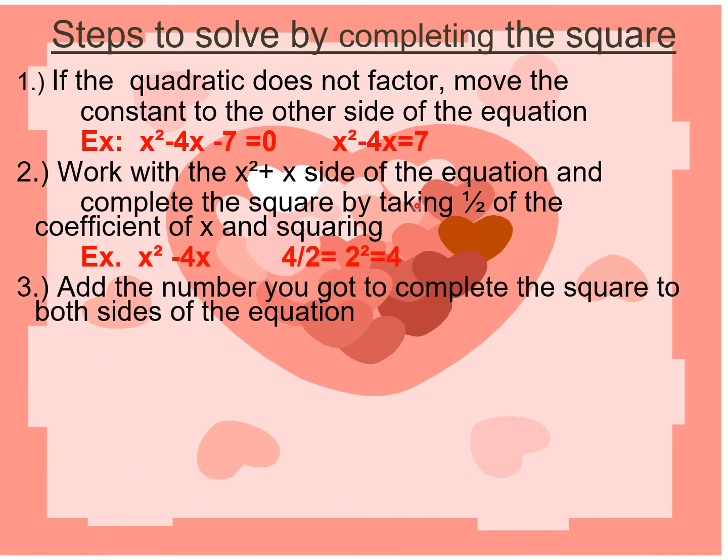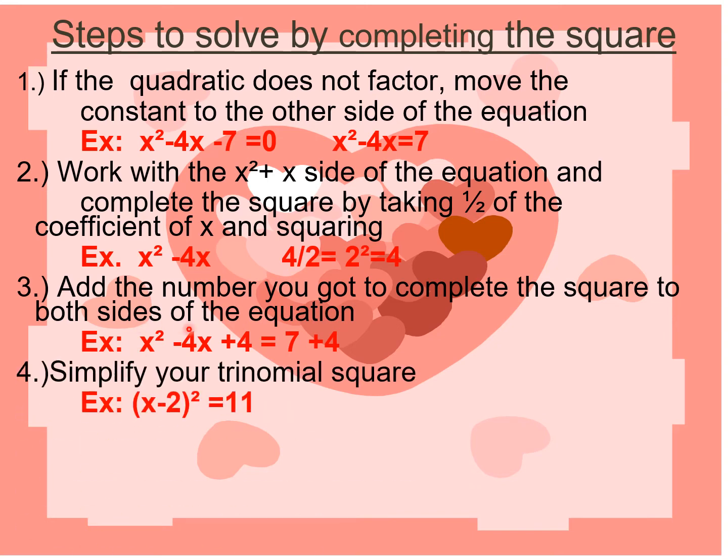So, add the number you got to complete the square to both sides of the equation. x squared minus 4x plus 4. Yung kabila naman, 7 plus 4. I-add mo sa left, i-add mo din sa right. Ito ay magiging perfect square trinomial, square root of the first and square root of the last. So, square root of x squared is x. Square root of 4, that is 2. Anong sign ng nasa gitna? Negative. Kaya x minus 2 quantity square is equal to 7 plus 4, that is 11.